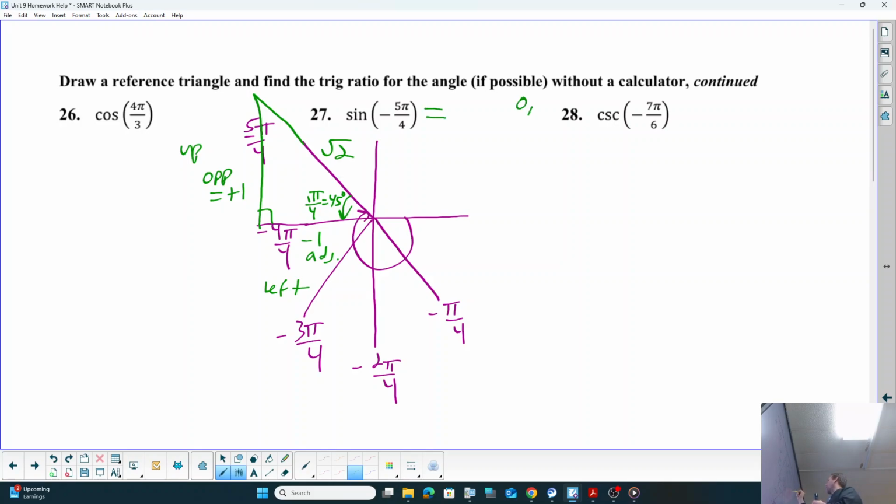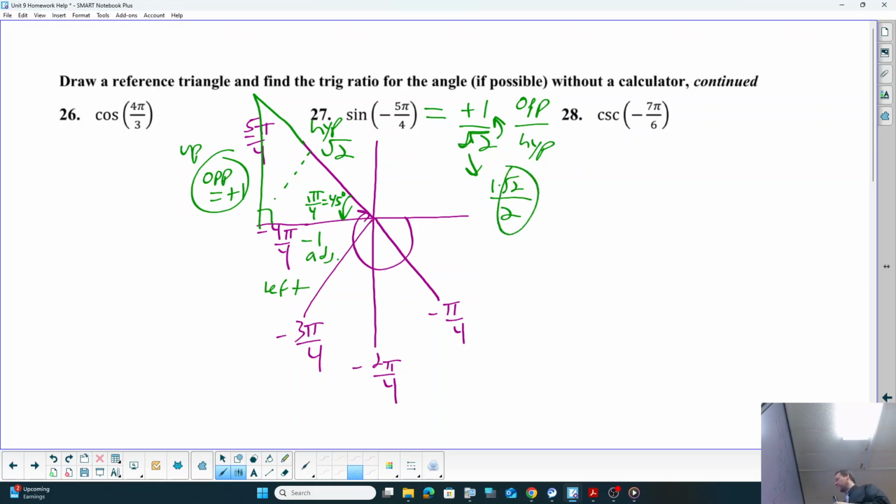So sine is opposite over hypotenuse. So opposite positive 1, hallelujah, over the hypotenuse, radical 2. And then we're going to rationalize the denominator. So 1 times radical 2, all over 2 without the radical. That's it. That's our answer.